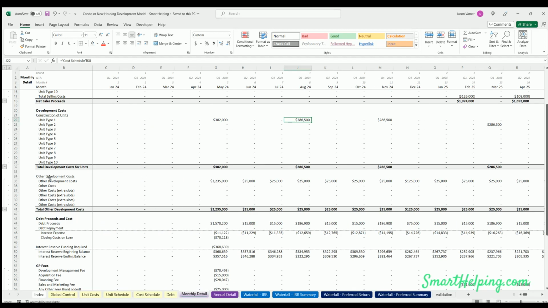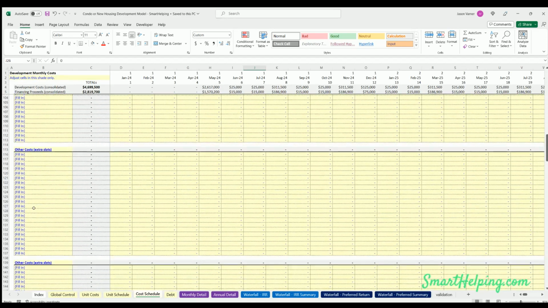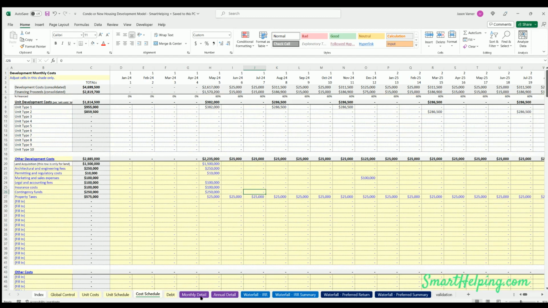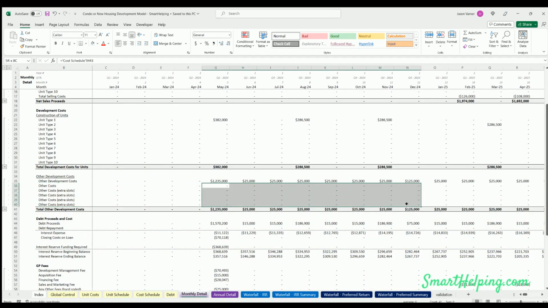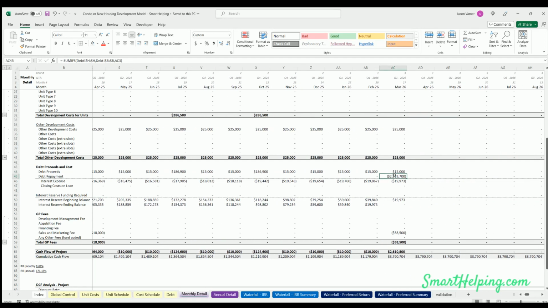We have other development costs. So these are the manual ones we were entering. This is just that first section of 22 slots here. And you can see these are the other 5 sections from the cost schedule, which would be these, 1, 2, 3, 4, 5. So whatever you put into there, it will flow into these rows. Again, we're starting in May. Total other development costs, and we have our debt proceeds happening. So this is cash coming in to help pay for some of these costs. Debt repayment, we showed how that was automated. That's happening in the final month here.